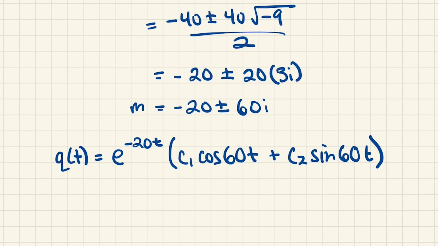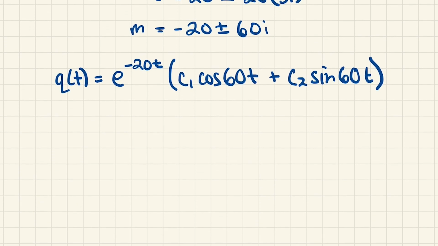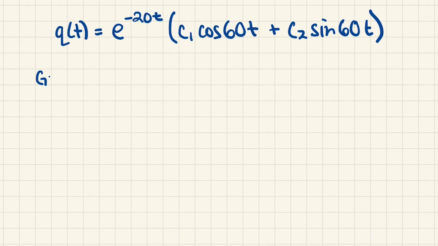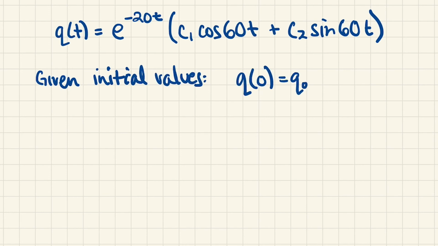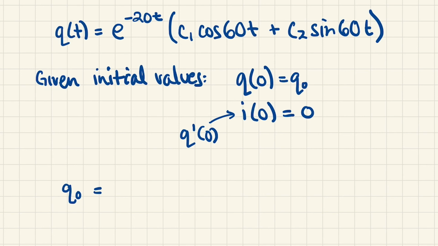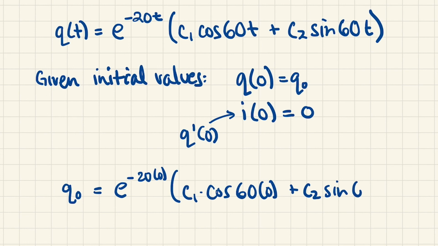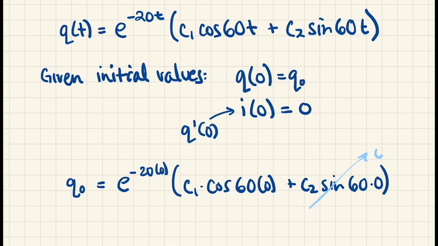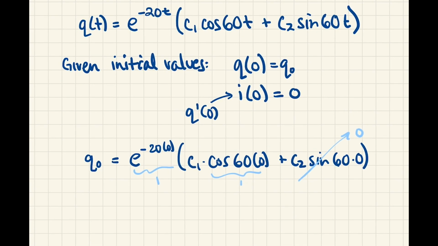Very good. So all we have to do is use the initial values that were given in order to figure out what c1 and c2 are. So we were given the initial values. Q of 0 is Q naught, and I of 0 is equal to 0. And remember, that's just like Q prime of 0. Okay, so let's plug in Q of 0 equaling Q naught. So Q naught is e to the negative 20 times 0, c1 cosine of 60 times 0, plus c2 sine of 60 times 0. So that guy goes to 0. This guy here is 1. This guy is 1. So we just get that c1 is Q naught.